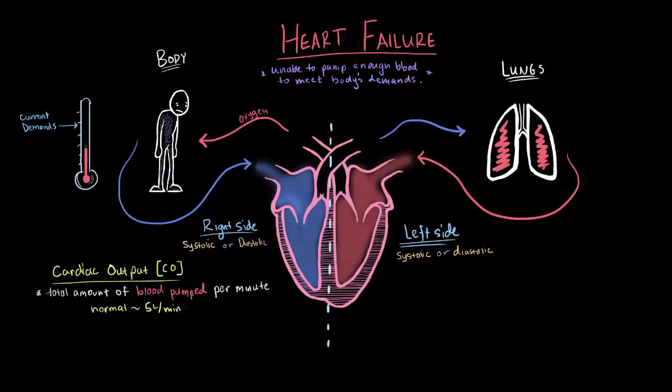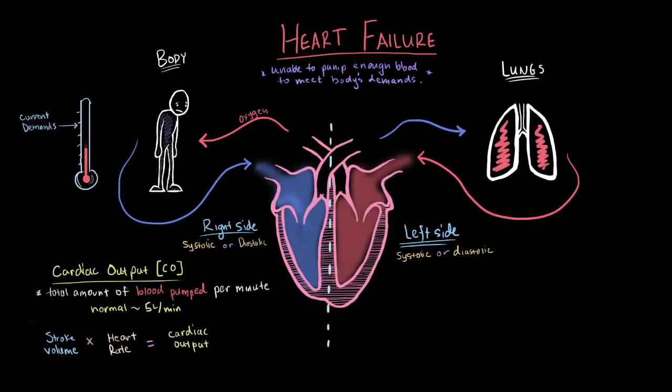Now, cardiac output can be broken down into two other components, and the first is stroke volume, which is the amount of blood pumped out every beat, which is different than cardiac output because it's every beat, not every minute. And so we take this stroke volume and we multiply it by your heart rate, which is measured in beats per minute. And those two multiplied together equals your cardiac output.